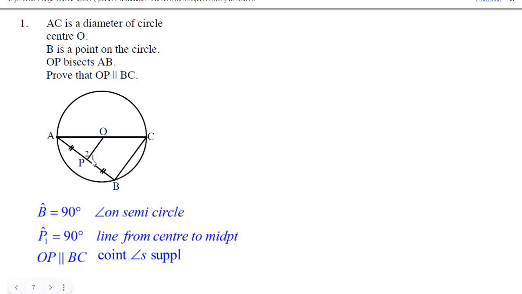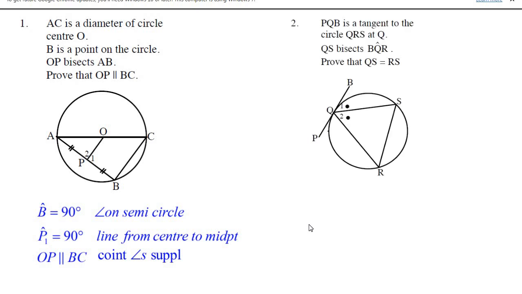Okay, well, if P1's 90 and this is 90, they add up to 180. Co-interior angles are supplementary. That means that OP must be parallel to BC. And you could use the P2 is 90 degrees because it's perpendicular as well, when a line from the center that goes to the midpoint is perpendicular. That's the story. Let's look at this next question.